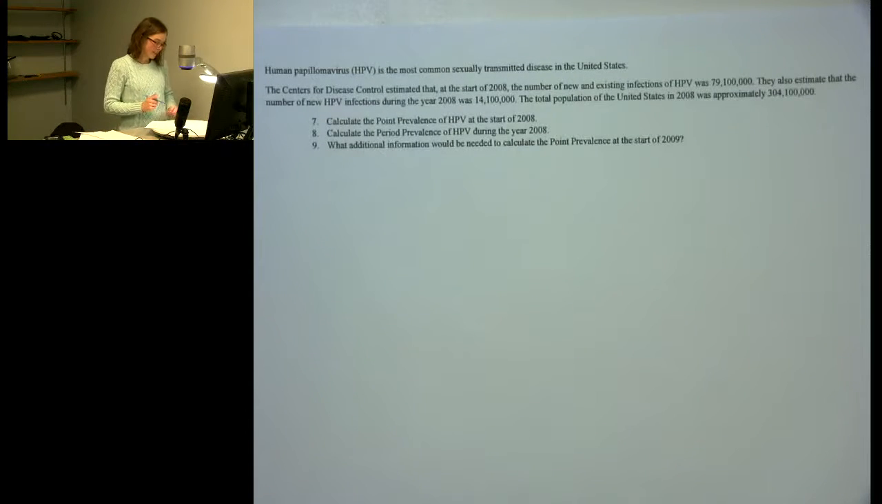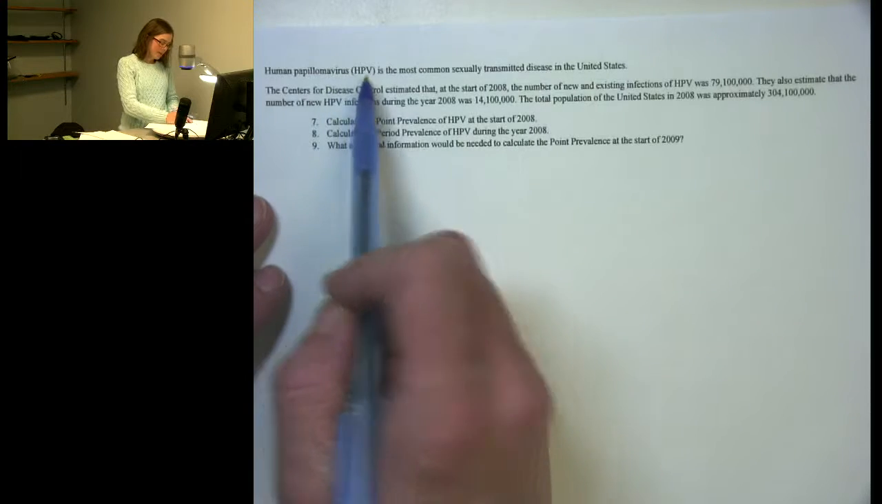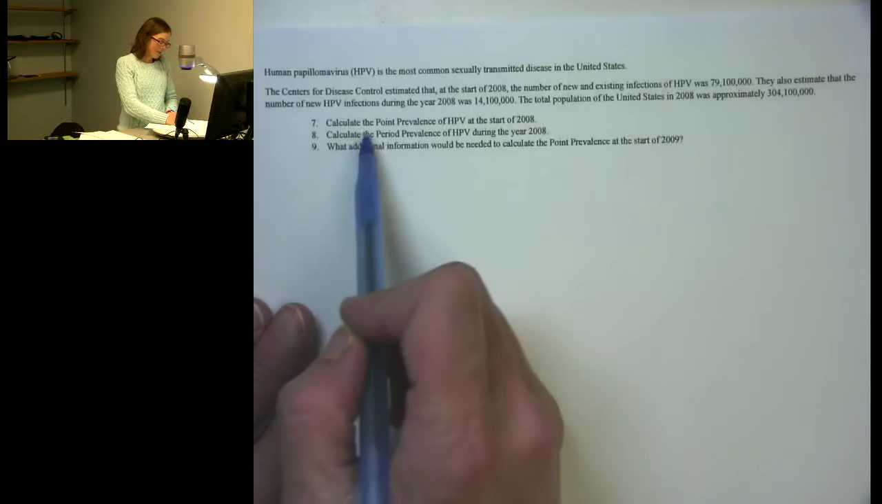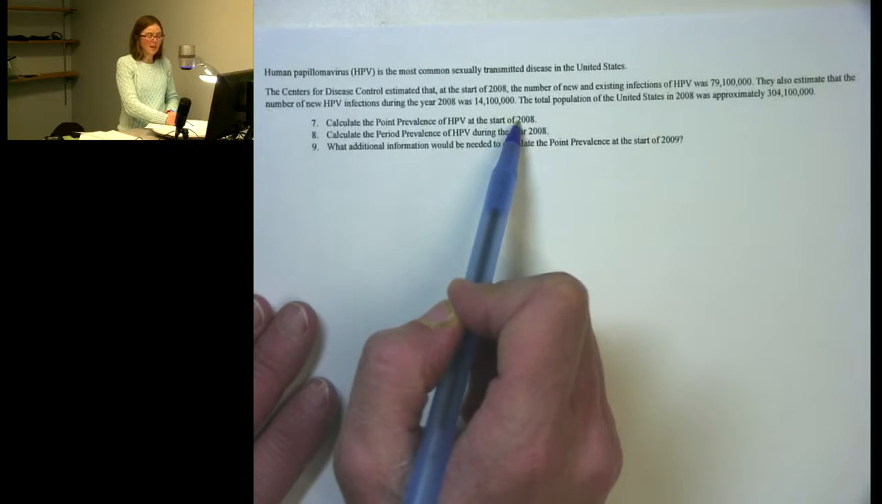The last part of the homework focused on calculating prevalence instead of incidence. We're told that HPV is the most common sexually transmitted disease in the United States. The Centers for Disease Control estimated that at the start of 2008, the number of new and existing infections of HPV was 79,100,000. They also estimate that the number of new HPV infections during the year 2008 was 14,100,000. And we know that the total population of the United States in 2008 was approximately 304,100,000 people. So we're going to start by calculating the point prevalence at the start of 2008.